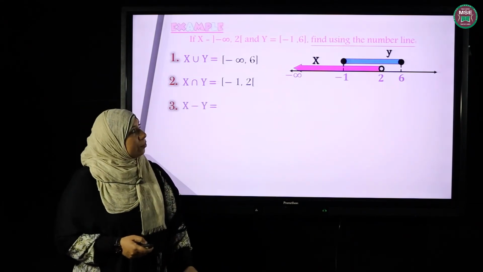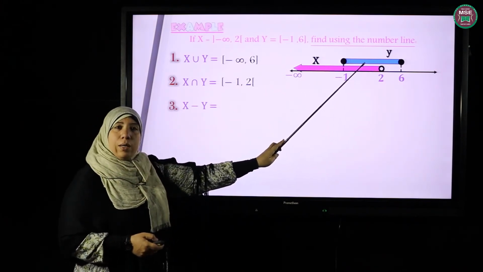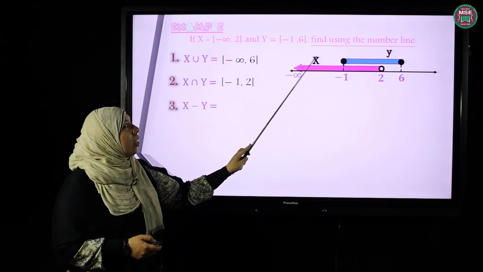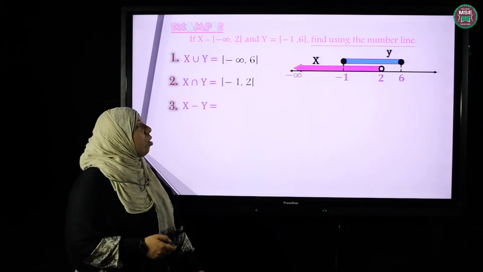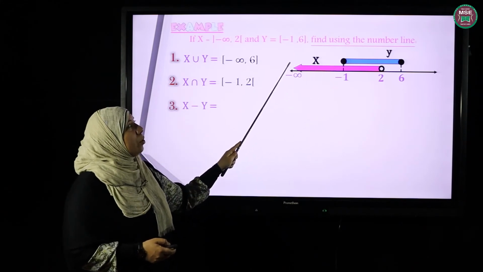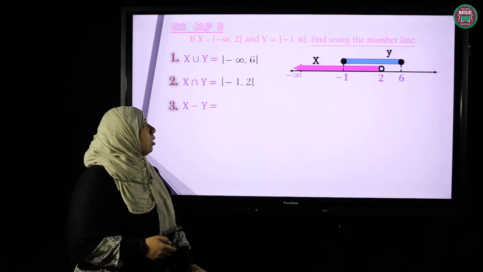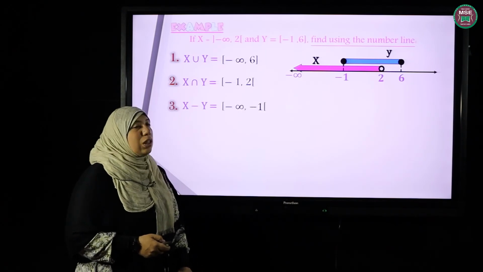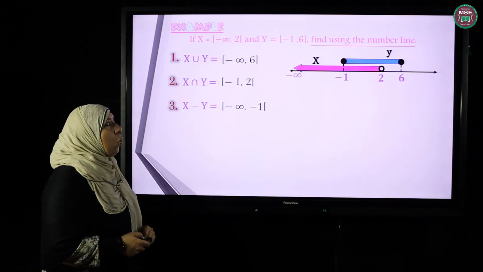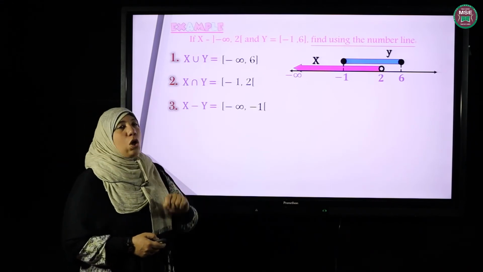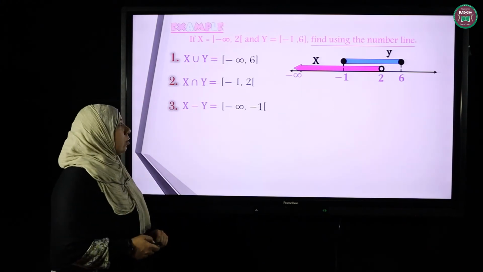Number 3, x difference y. I will remove y. Imagine that we removed y, or I want the numbers only in pink, the numbers that belong only to x. It will be this part till -1. So it will be negative infinity to negative 1, and we change negative 1 to open because it belongs to y, and I don't want any element that belongs to the other set.